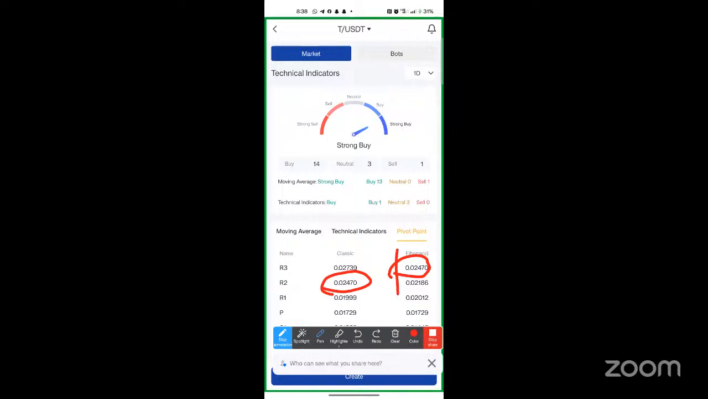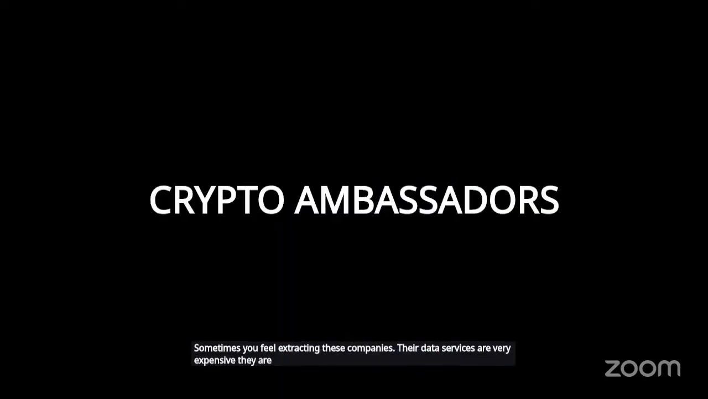Who's touching the network? I don't know what's wrong, but things are not okay. Sometimes you feel like slapping these companies. Their data services are very expensive. They are not reliable.